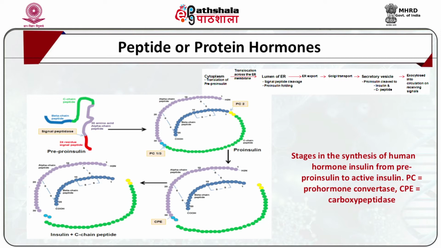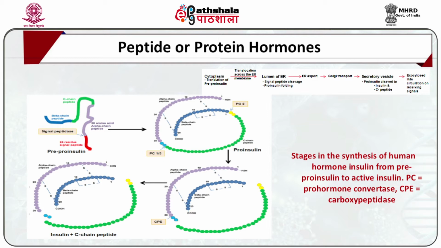They are generally produced as large polypeptide precursors cleaved to form active hormones, which are stored in secretory vesicles and released when the signal is received, as shown in the diagram. For example, the human insulin hormone, a 51 amino acid polypeptide, is synthesized within the pancreatic beta cells from a larger polypeptide precursor, pre-proinsulin, a polypeptide with 86 amino acids, as we can see from the diagram.